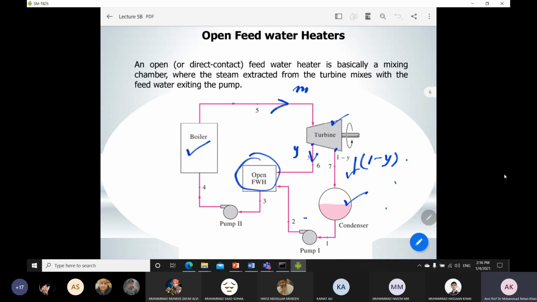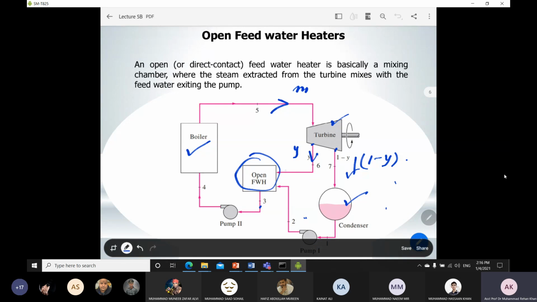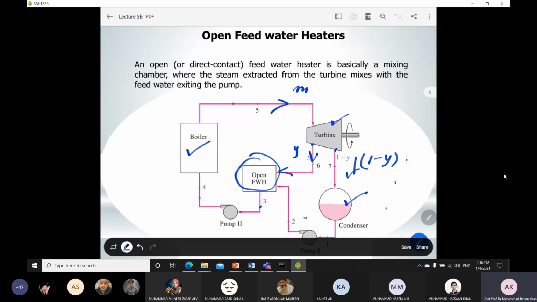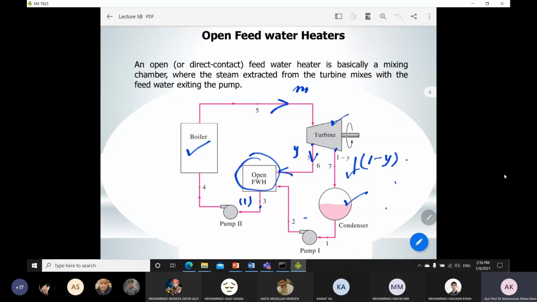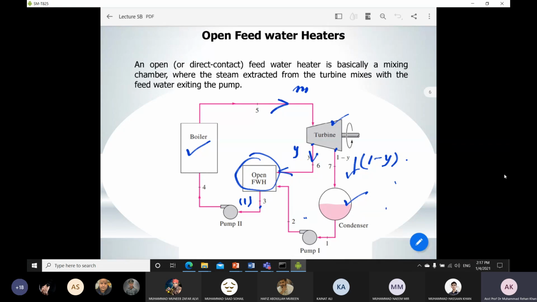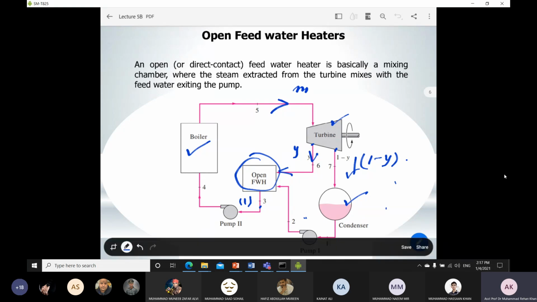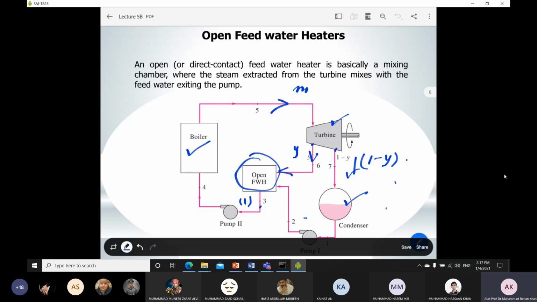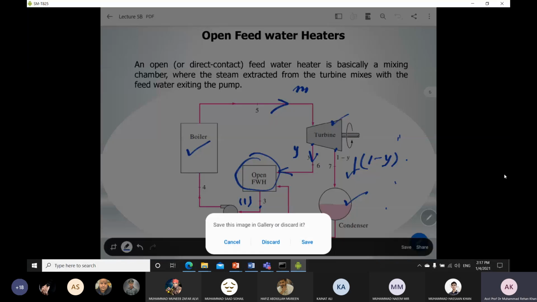And here at point number 3, when it goes into the feed water heater, after this it will mix and then come out at 3, and your mass flow is again 1. So in total it will be 1. We will apply some energy balance equations on it in order to see how we can thermodynamically calculate the thermal efficiency and work done for your open feed water heater. So this is how your open feed water heater looks. We will see it in detail also.